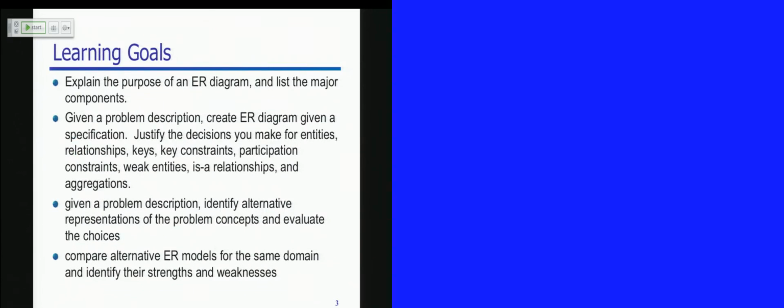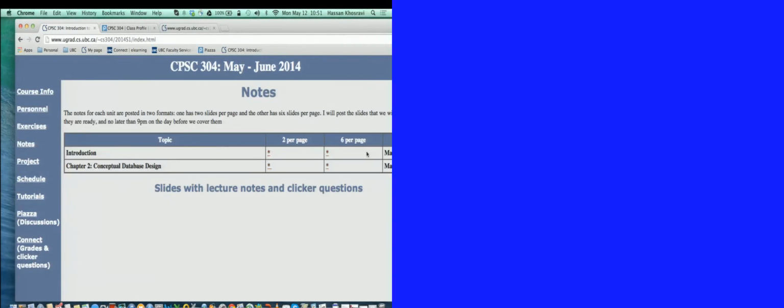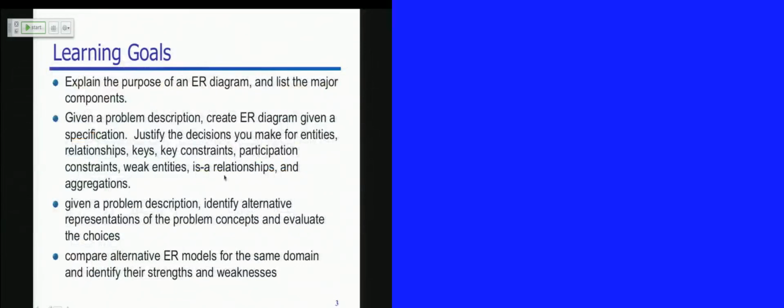Okay, so here are the learning goals for today. I've already put up lecture notes for today as well. What I'm going to do is have pre-notes before lecture. I'm going to have those up, and then after each lecture, I'm going to add slides with lecture notes and clicker questions. So the ones that you're going to see first are not going to have clicker questions and explanations of some of the questions we're going to discuss during the lecture. Afterwards, I'll add the clicker questions and some extra material as well. Okay, so these are the learning goals. Make sure that you go and read them.